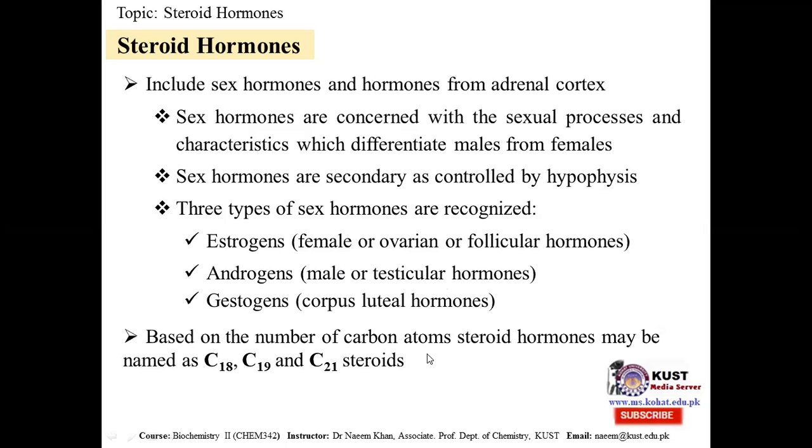Based on the number of carbon atoms, steroid hormones are classified into three subclasses: C18, C19, and C21. Actually, steroid hormones have different types of carbon chain, and based on the number of carbon atoms they have, they are classified into those having 18 carbon atoms called C18 steroids, those having 19 carbon atoms, that is C19 steroids, and those having 21 carbon atoms called C21 steroids. So let's make a start.